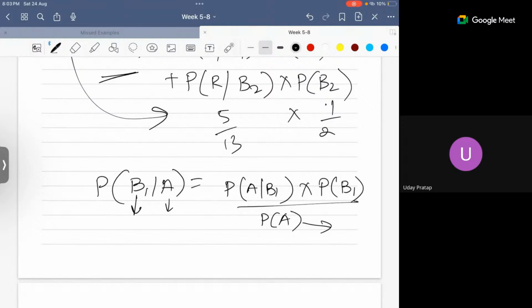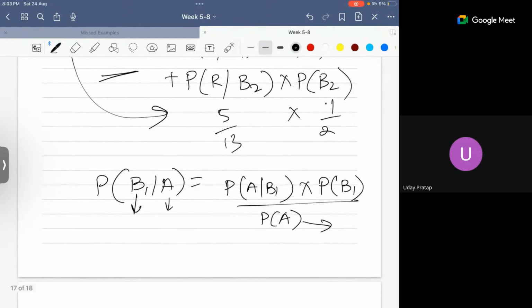The second part is probability of B1, what is it? Probability of getting box A, that is half, correct? And probability of A given B is what? Probability of getting a red ball from the box, like A or whatever has been given. You can directly calculate the formula and get the final answer. I guess the answer should be 7 by 12. You can just try it out.